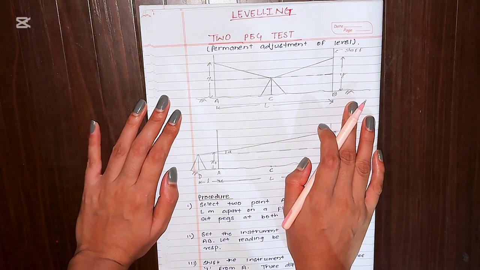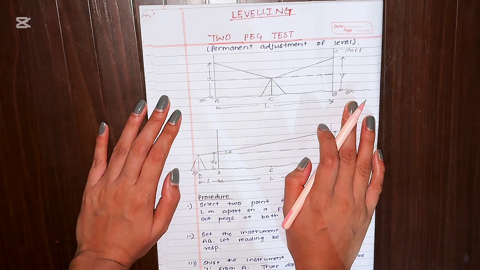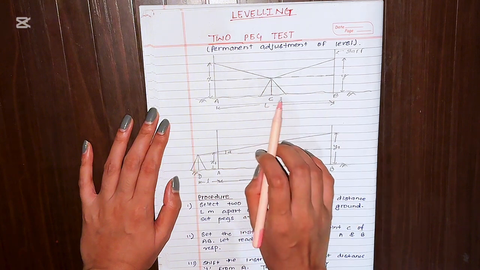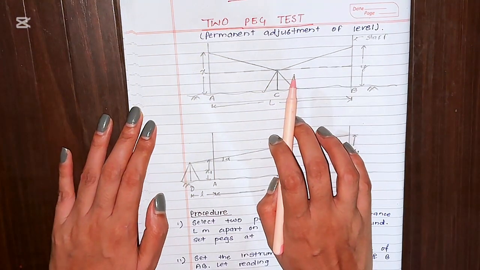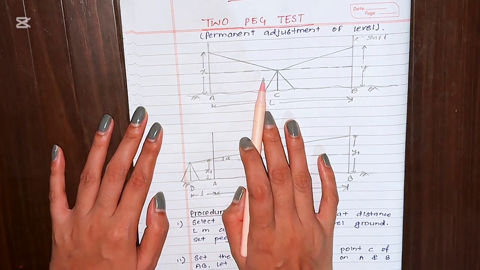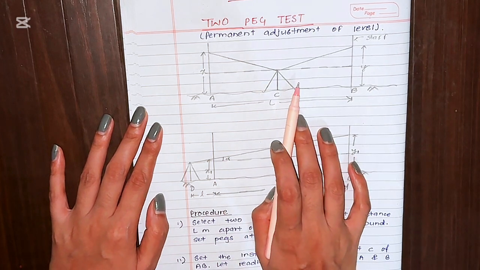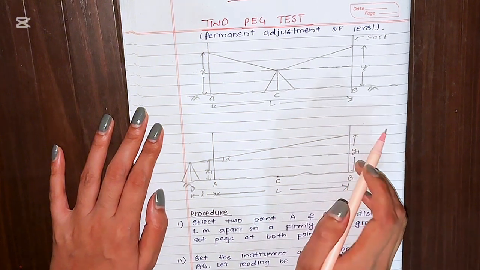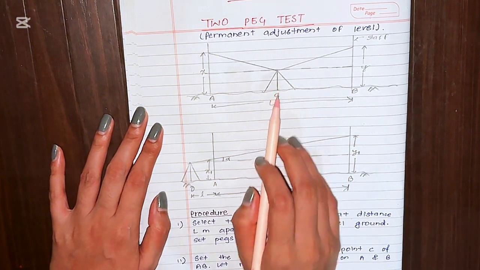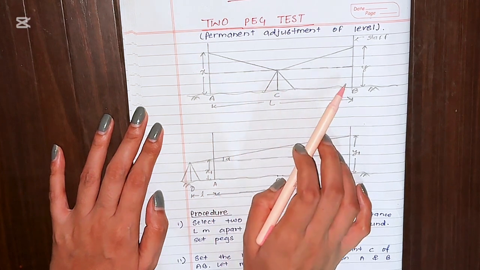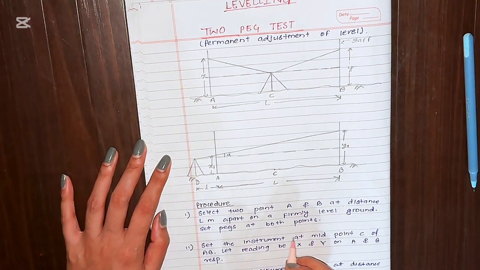This is the adjustment where various parts of the instrument get disturbed from their true positions relative to each other. So this test is carried out to test whether the line of collimation is parallel or not with the axis of the bubble tube when the bubble is in the center. In this test, we take our auto level, and the required instruments are the auto level and 2 staffs. So this is the procedure of the two-peg test.